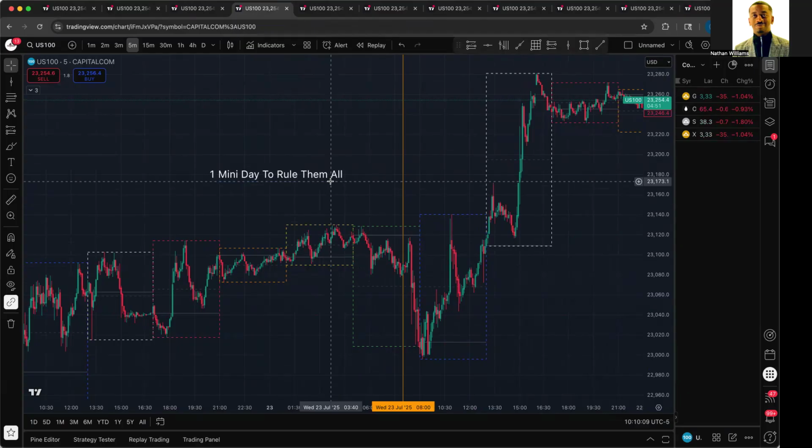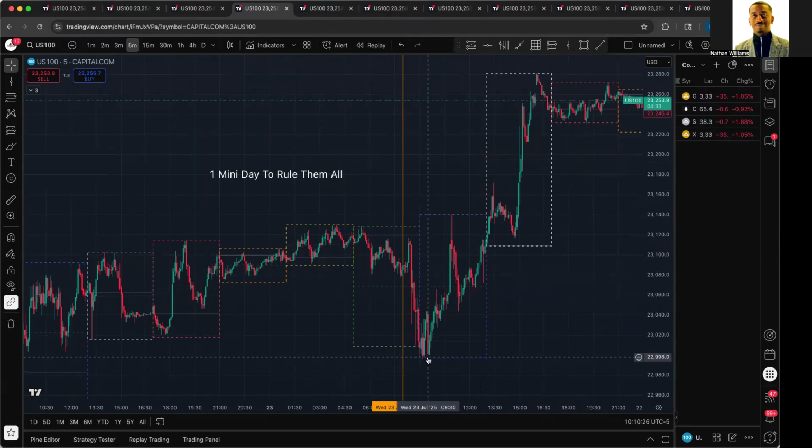One mini day to rule them all. I call this setup that because you have one mini day that is both the high and the low. And again, I don't really look at mini Saturday. You can see mini Saturday took off, but we don't really care about it. We mainly look at mini Monday through Friday.